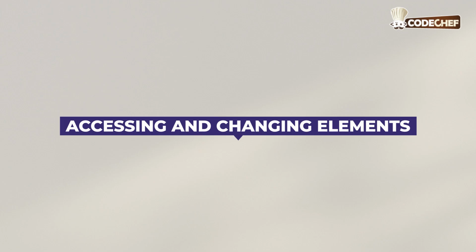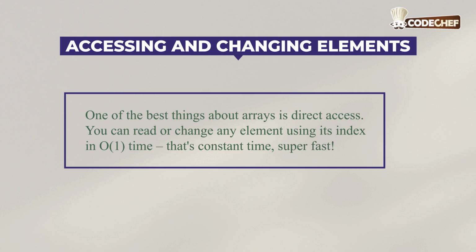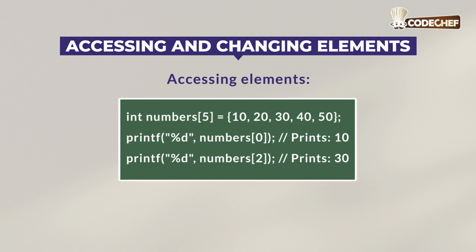Accessing and changing elements. One of the best things about arrays is direct access. You can read or change any element using its index in O(1) time. That's constant time, which is super fast. Accessing elements. Here we have int numbers[5] with the values 10, 20, 30, 40 and 50. printf("%d", numbers[0]) prints 10 because at position 0 we have value 10, and printf("%d", numbers[2]), at position 2 we have 30, so it prints 30.